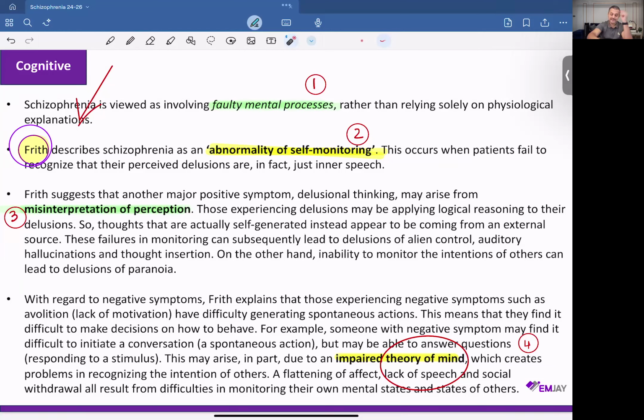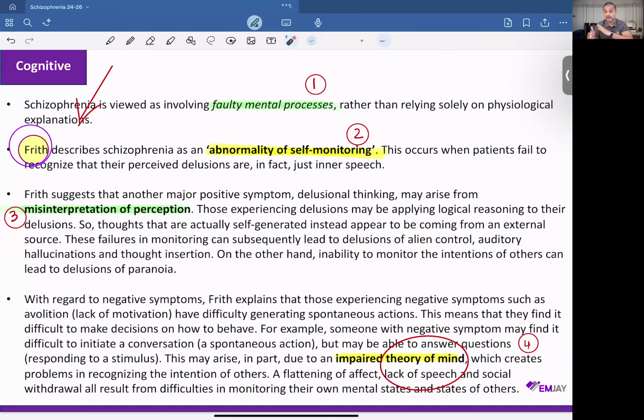So Frith suggests that another major positive symptom, that is delusional thinking, may arise from misinterpretation of perception. Those experiencing delusions may be applying logical reasoning to the delusions. Like I gave you an example, the delusions and hallucinations go hand in hand. Thoughts that are actually self-generated instead appear to be coming from an external source. These failures in monitoring can subsequently lead to delusions of alien control, auditory hallucinations, and thought insertion. On the other hand, inability to monitor the intentions of others can lead to delusions of paranoia.